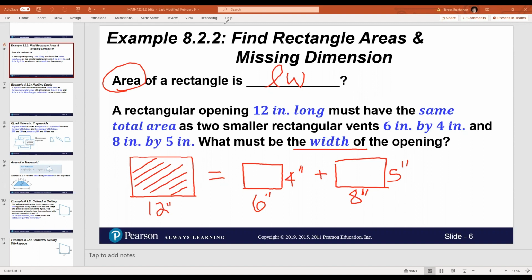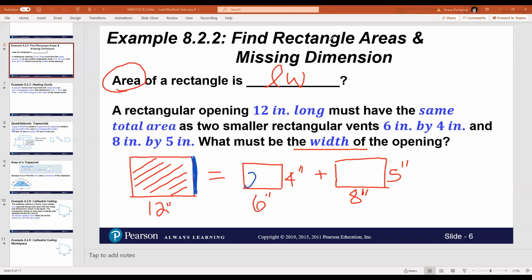What has to be the width of this opening? In other words, right here, this is what's missing. I'm missing a dimension, and I need to know what this blue dimension needs to be if these areas are going to be equal. So to begin with, don't I have to know what these areas are, the smaller ones?